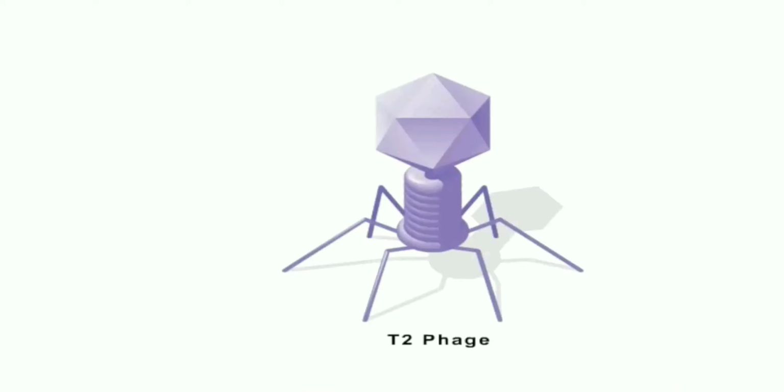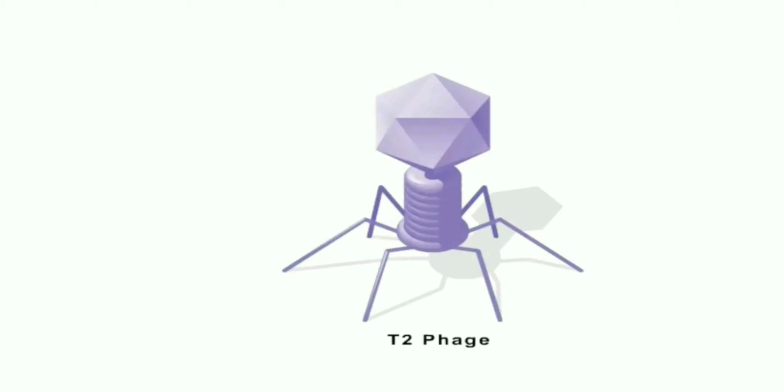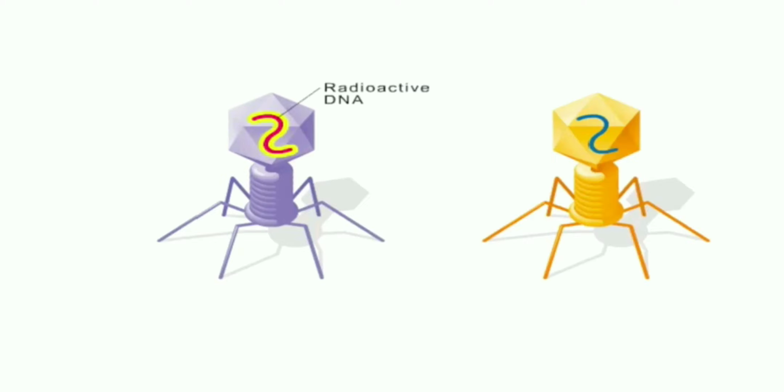Since the T2 phage consists of only DNA and protein, Hershey and Chase reasoned that the genetic material must be one of the two components. So, they designed an experiment to determine which it is. In the experiment, the scientists prepared T2 phages which have either radioactive DNA or radioactive proteins.